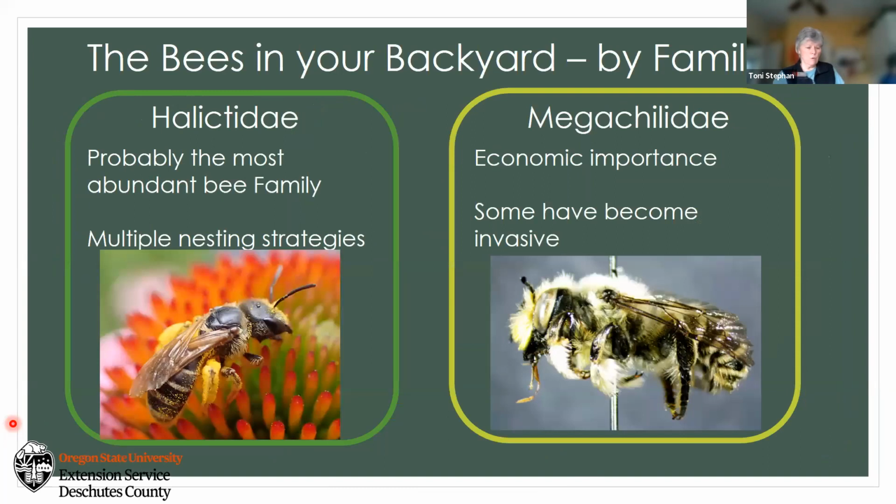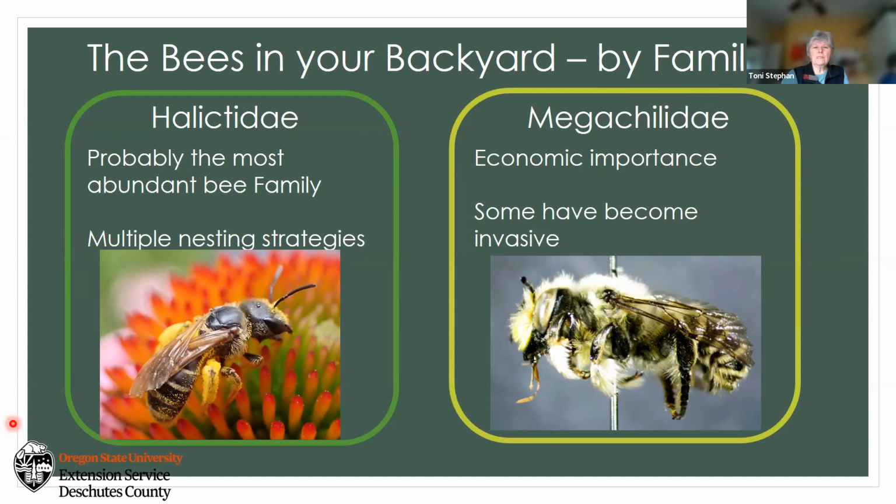Now we have two more families of bees, families of bees that you'll see in your backyard. The Halictidae are probably the most abundant bee family anywhere, and you'll see them. You might not recognize them as bees because some of them are pretty small, and you might think it's a little fly, but depending on if it's collecting pollen and has these hairs, then it's a little bee.